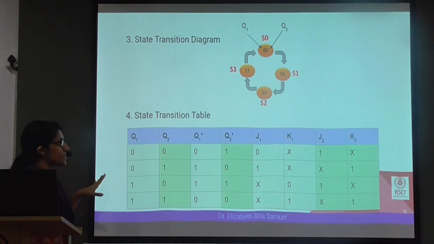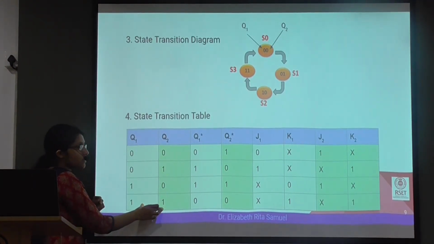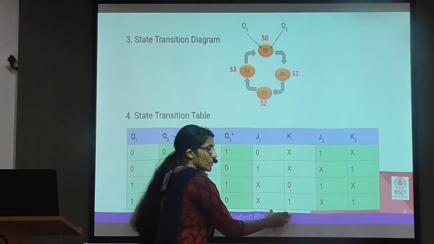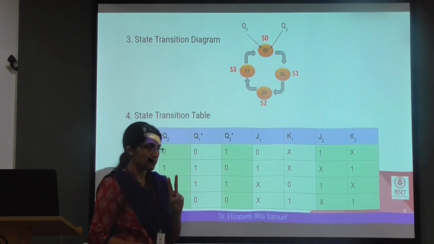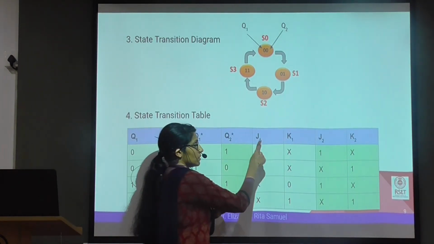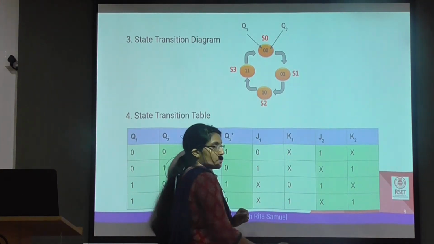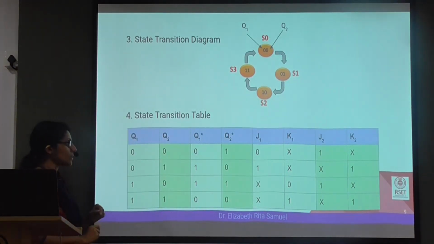So in the state transition table, we have a section for the current state, the next state, and the values of the inputs for the two flip-flops. For this case, we have considered two flip-flops. So this is the J and K value for the first flip-flop and this is the J and K value for the second flip-flop.